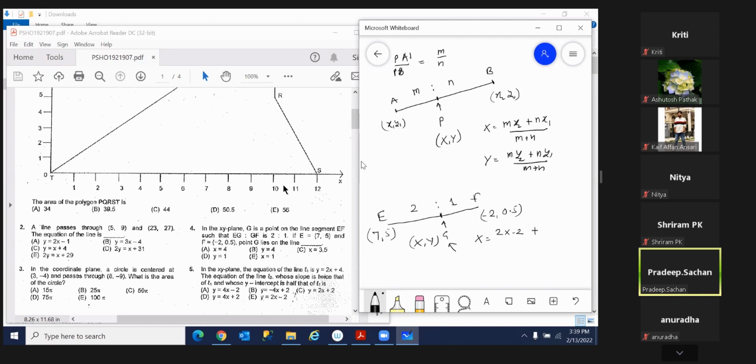Now, 1 comma 2 will lie on which line? Can you tell me? X equals to 1. Correct. This point G will lie on x equal to 1 because the x coordinate is 1. So x equal to 1 will become my answer.